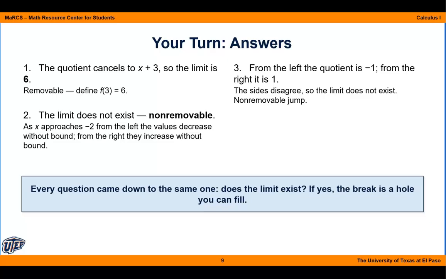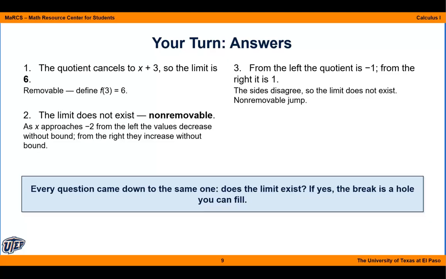Let's check the answers. For problem 1, factoring and canceling produce a simpler expression. The limit at 3 is 6, so the break is removable. Assigning the value 6 at the missing point makes the function continuous. For problem 2, the values decrease without bound from the left and increase without bound from the right as the input approaches -2. The two-sided limit does not exist, so the break is non-removable.